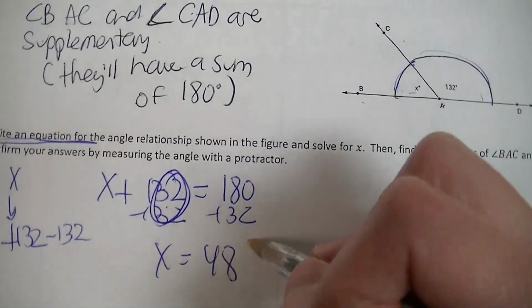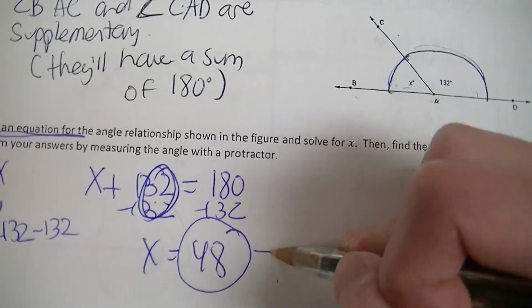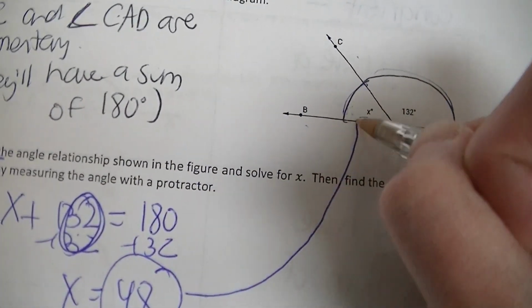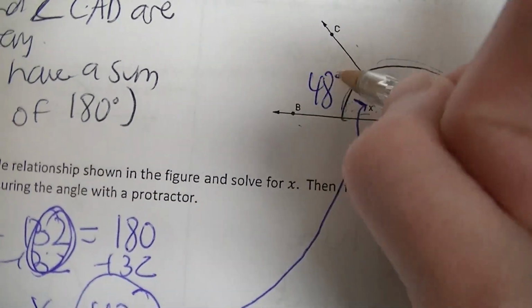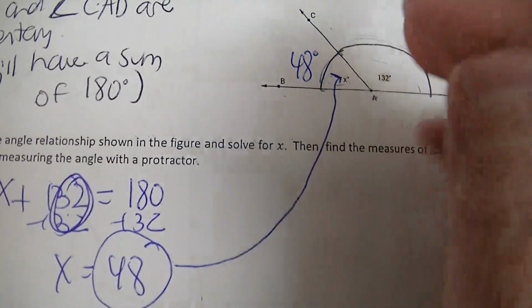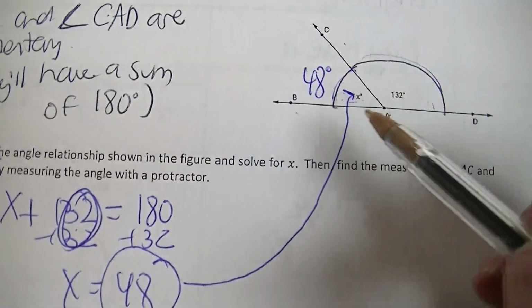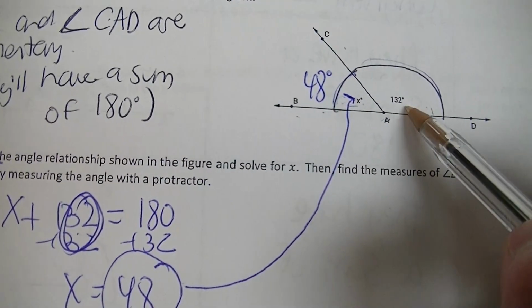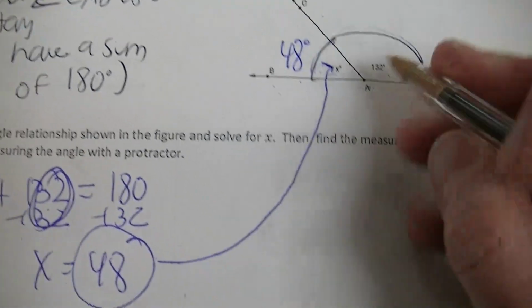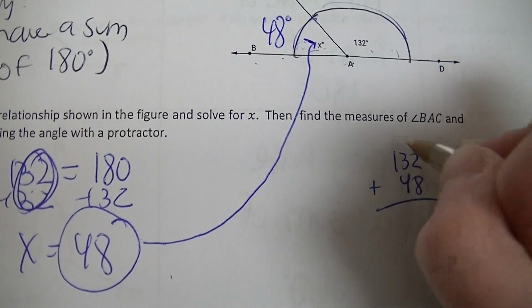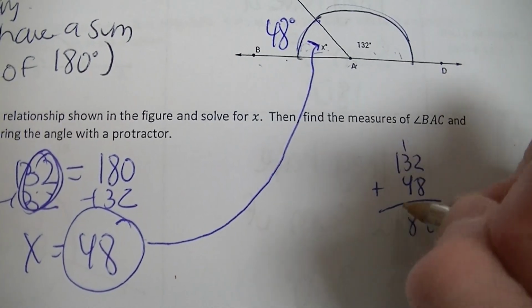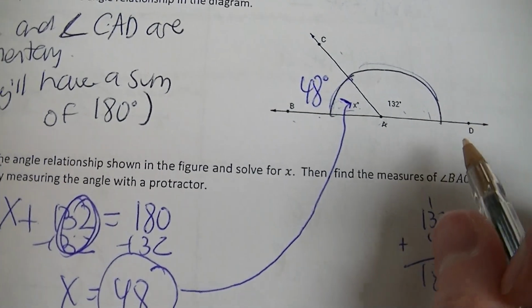Okay, you don't just stop there. Always, forever and always, substitute it back in there. So it's just plain old x, so I know x is equal to 48 degrees. Always substitute it back into the diagram just to verify that you did it correctly. Okay, check it. 48 plus 132, is that 180? Okay, cool, good. We're not done.